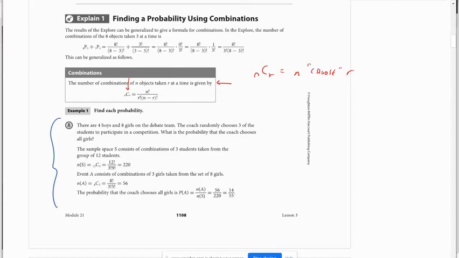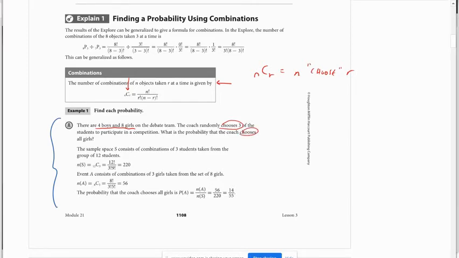So for this example, we have 4 boys and 8 girls. The coach randomly chooses, so you see the word choose is already there. That's a good indication that it's a combination. So the coach randomly chooses 3 of the students to participate in the competition. What is the probability that the coach chooses all girls? And so we use that word choose twice there.